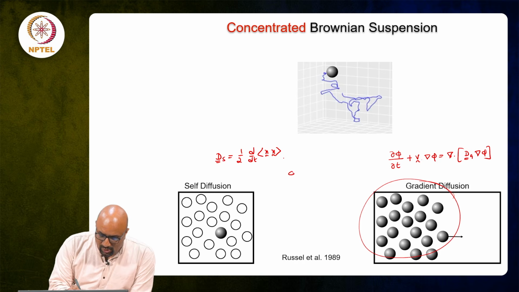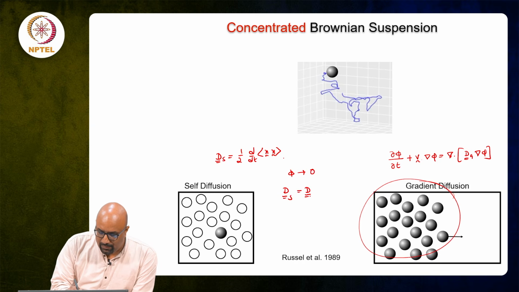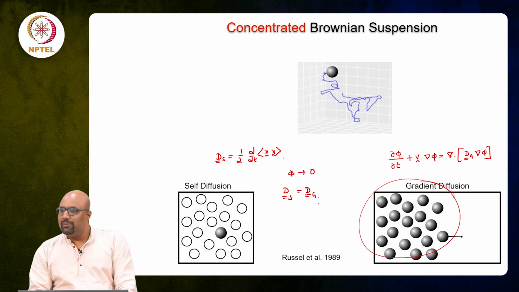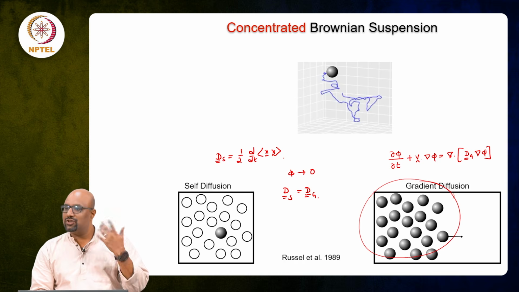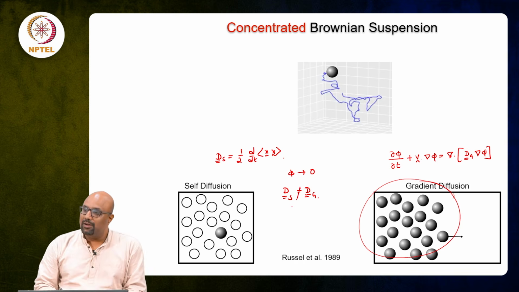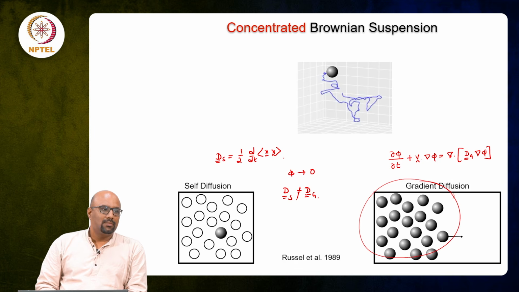In the isolated particle limit, when phi goes to 0, they are going to become equal. When you do not have any interaction, then what you call self diffusion is the same as the diffusivity that appears in the particle concentration evolution. But when you have interaction, they are completely different, they are not equal.